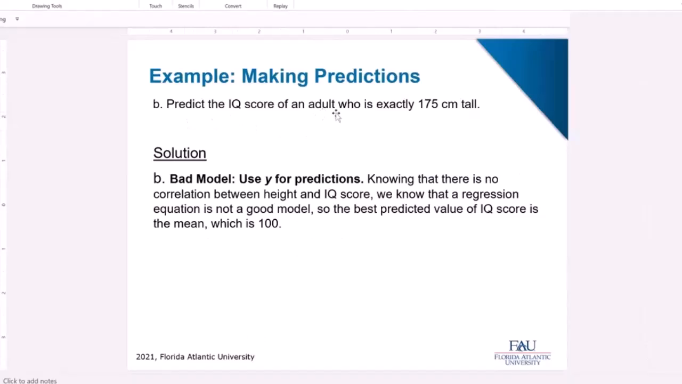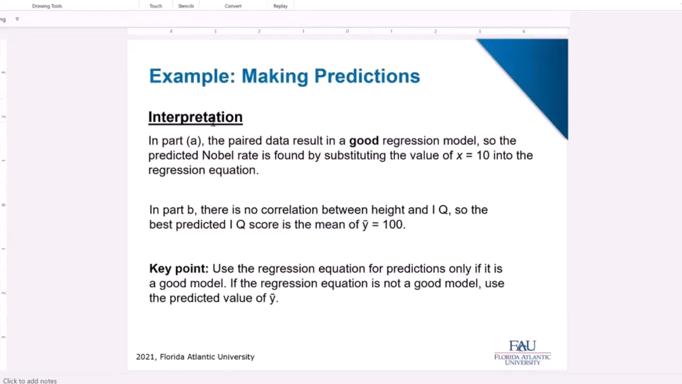Predict the IQ score of an adult who is exactly 175 centimeters tall. Do you think that IQ has anything to do with the height of a person? Hopefully you said no. For B, this is a bad model. We're going to use Y bar for predictions. Knowing that there is no correlation between height and IQ scores, we know that a regression equation is not a good model. The best predicted value of the IQ score is the mean of everyone's IQ, 100. That's the population mean.